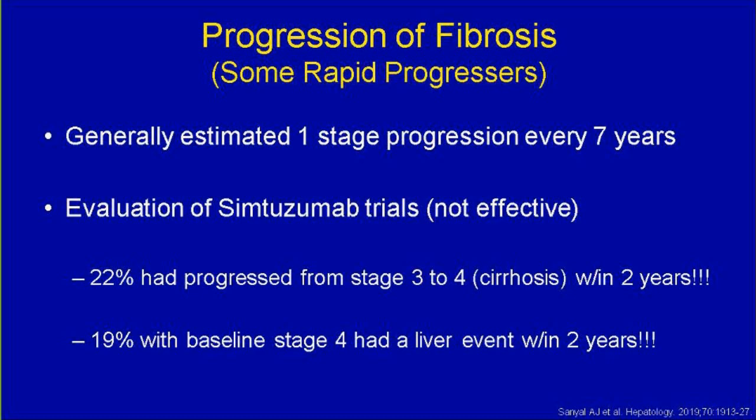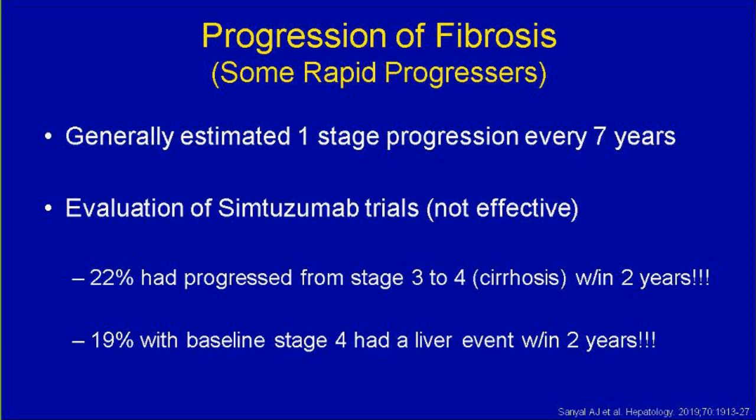Well, here's just an example of a study, and this was a study that looked at a drug that turned out to be completely useless. And so the simtuzumab did not show any benefit in fatty liver, but it made for a nice natural history study because they were, in essence, getting treated with placebo. Well, take a look here. 20-ish percent of them went from stage 3 to stage 4 in 2 years. 20% of them had a liver event, the cirrhotics, within 2 years.